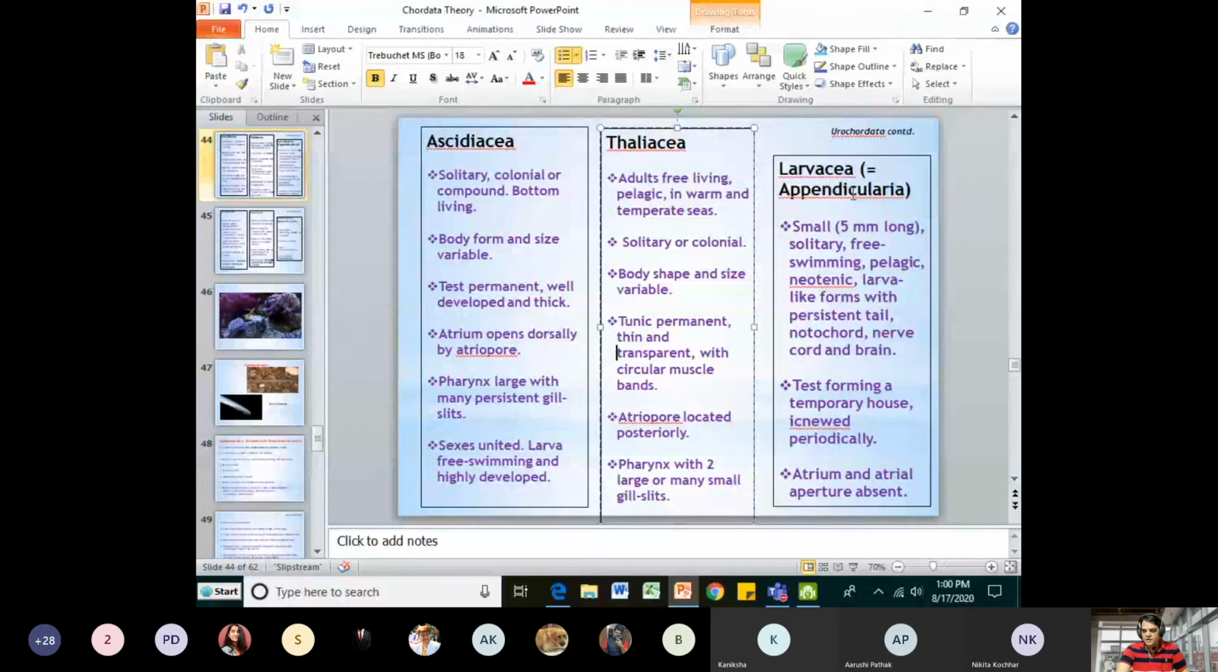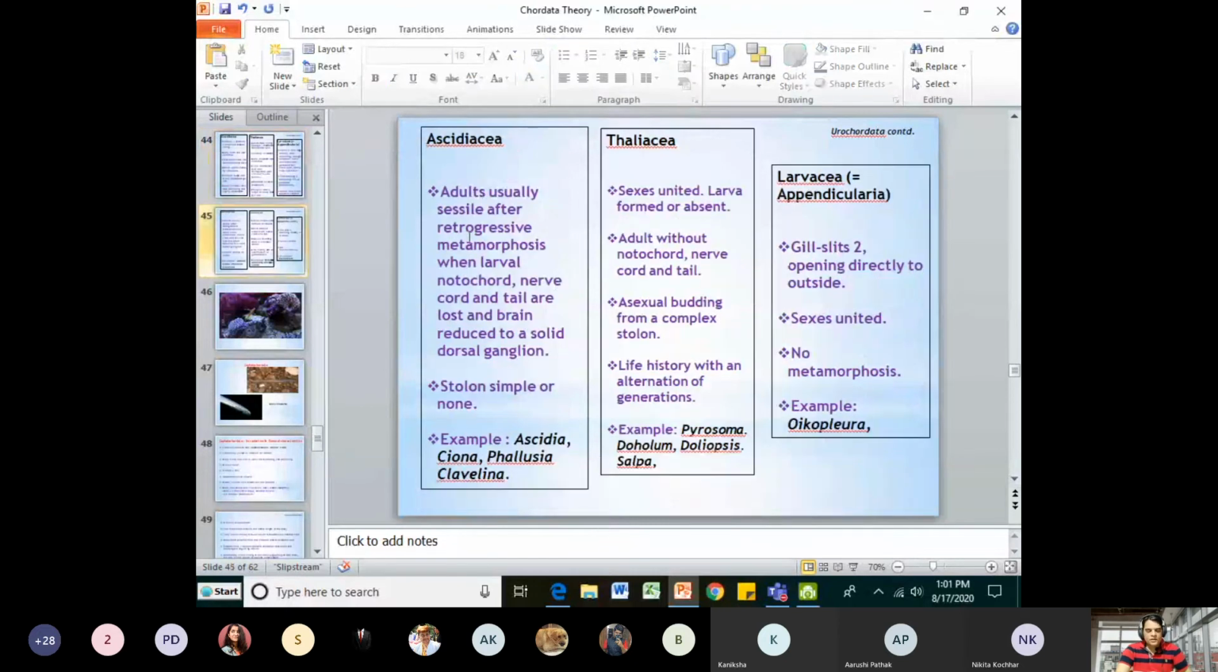About the Appendicularia or Larvacea, very small, solitary, free swimming, pelagic, neotenic, means they start reproduction in the larval stage itself. Larva-like form with persistent tail, notochord, nerve cord, and brain, test forming a temporary house inwards periodically. Then atrium and atrial aperture is absent.